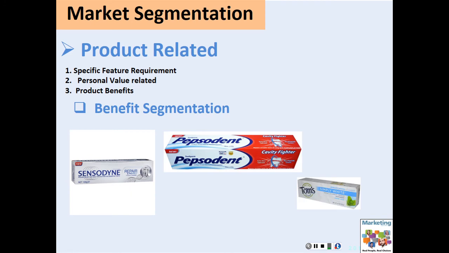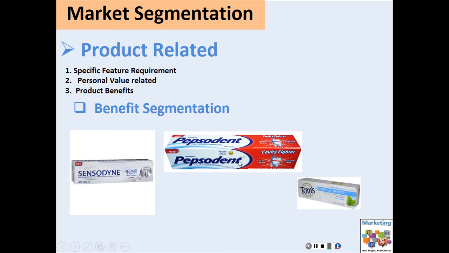So here is an example of toothpaste. So Sensodyne, for example, Pepsodent, and Tom's. So Tom's is presenting itself as simply white. That means it's catering to people whose principal benefit that they seek is that it'll whiten their teeth. They don't care what you put in the product. They don't care how you make it a whitener product. So that's why it's a little different from the feature. They are not looking for a specific feature. They are looking for a very concrete, distinct benefit.